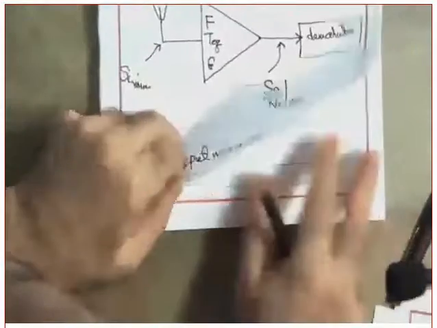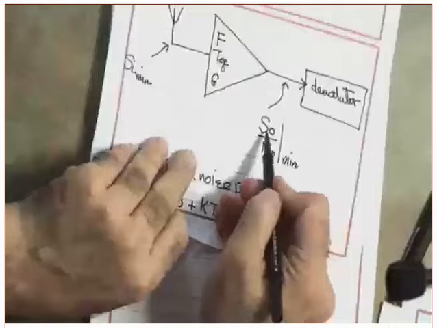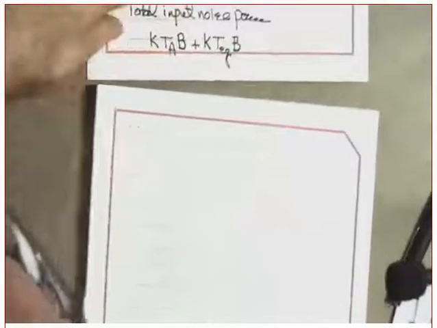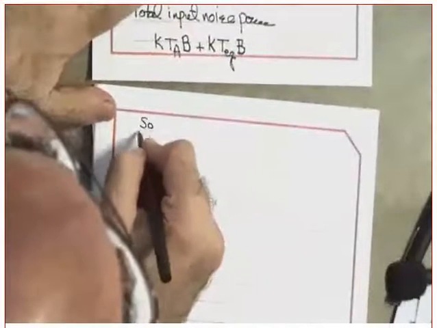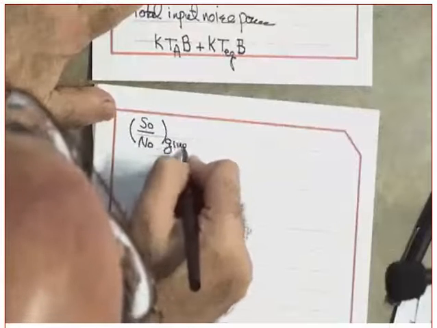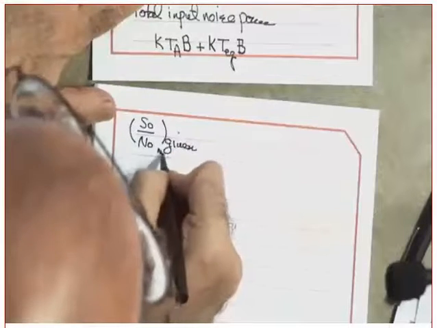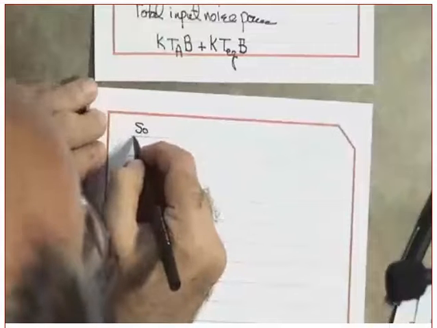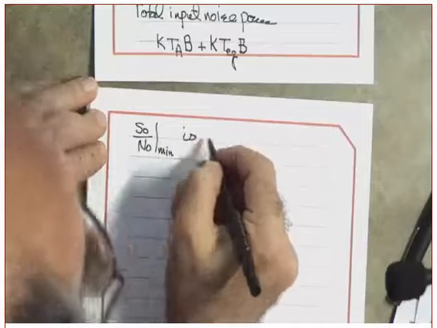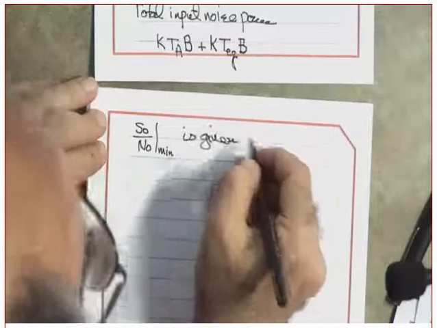Now, the question, by the way, will give you S0 over N0. Are you following me or not? So S0 over N0 minimum is given in the question.